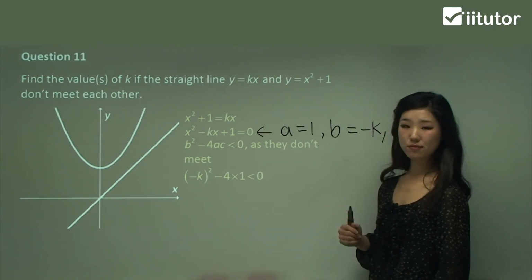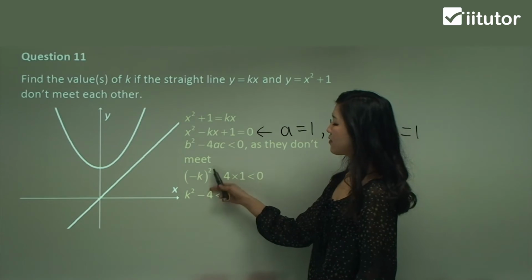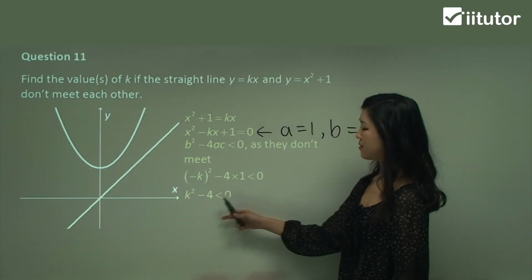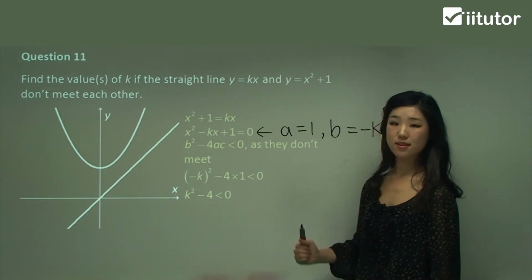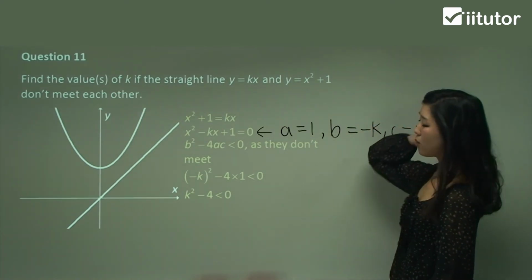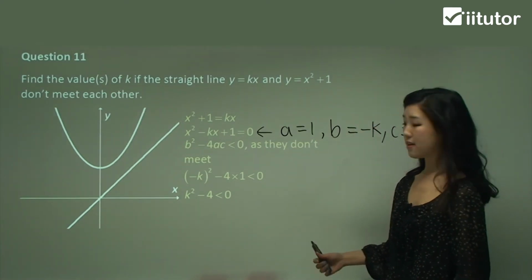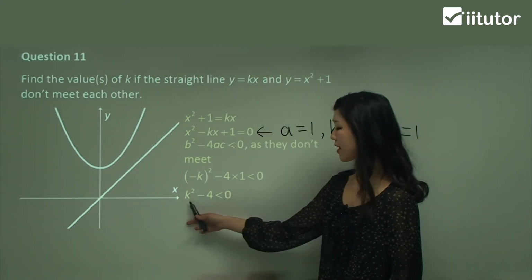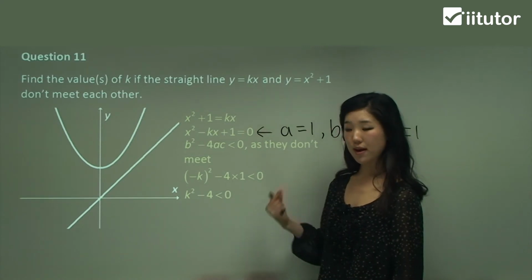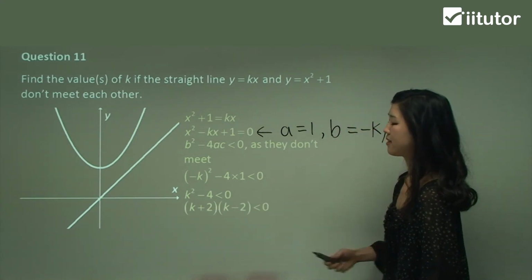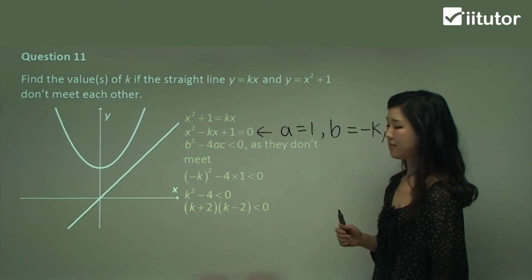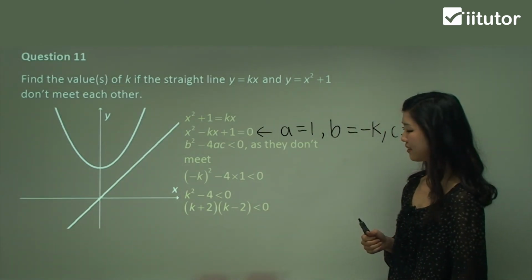Okay, simplify now. Negative k squared is just positive k squared. Negative 4 times 1 is simply negative 4, and that's less than 0. Now guys, all we need to do now is factorize. See how 4 is 2 squared? So k squared minus 2 squared, square minus square, we factorize it like this. K plus 2, k minus 2. That's less than 0. Okay?